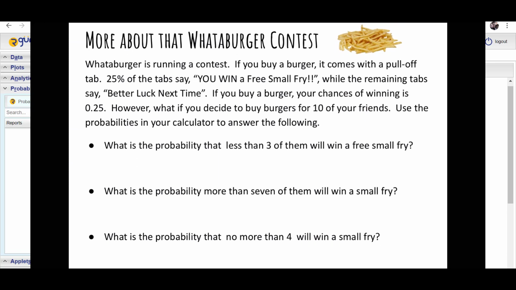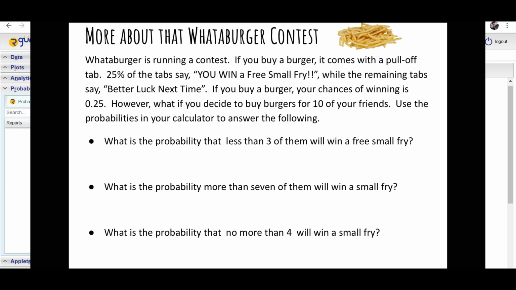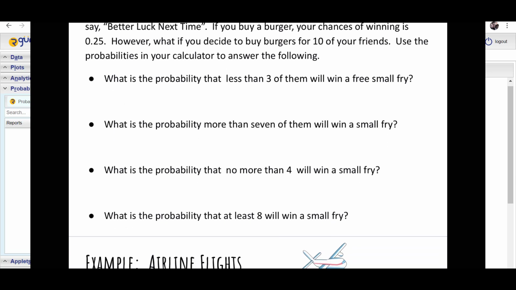So that was easy enough, right? So now Whataburger is still running this contest, and we've got some different probabilities. We want to now know what is the probability that less than 3 of them will win a small fry. So which numbers are less than 3? I find it really helpful to write these out. So the numbers less than 3 are 0, 1, or 2.